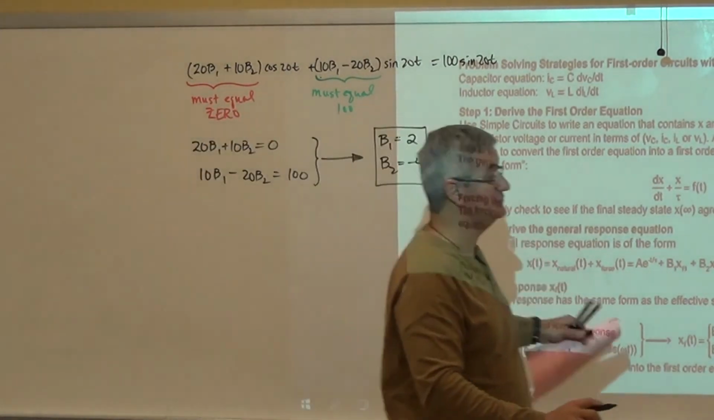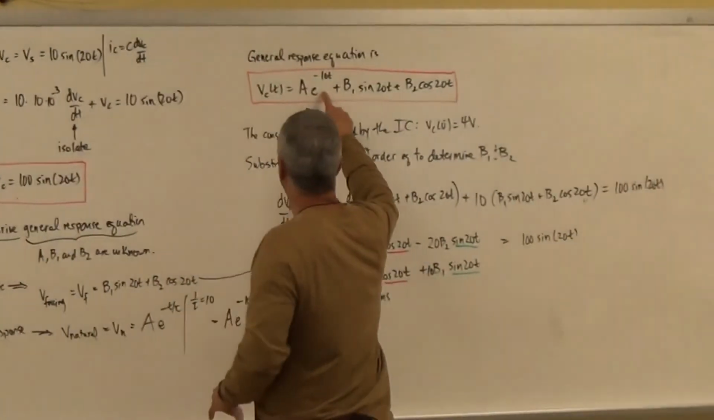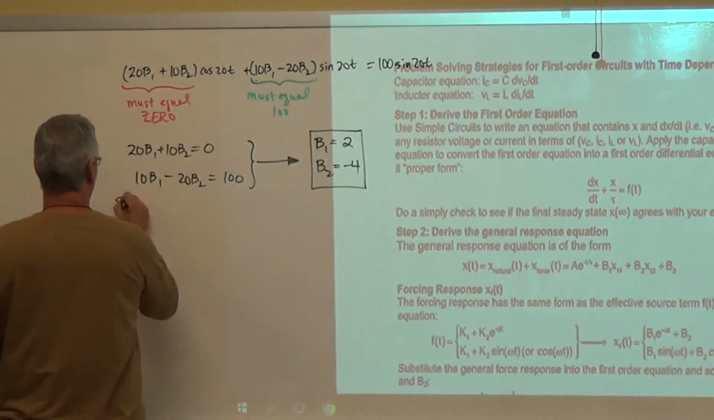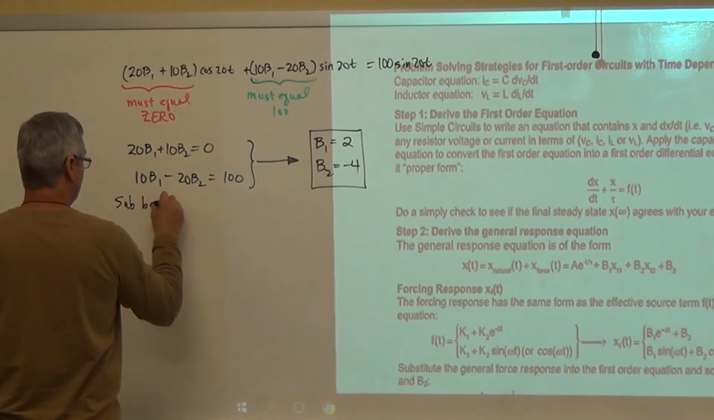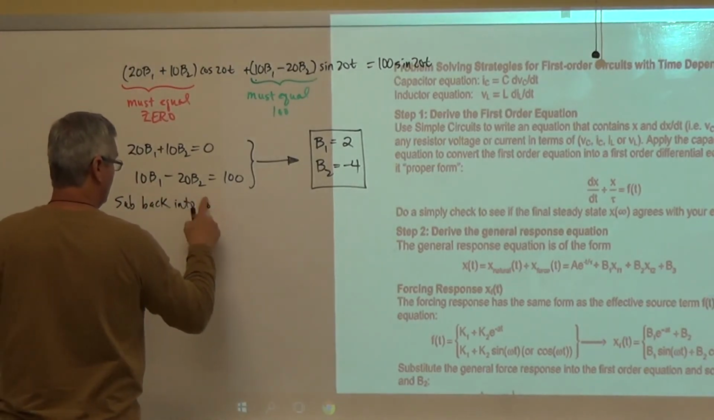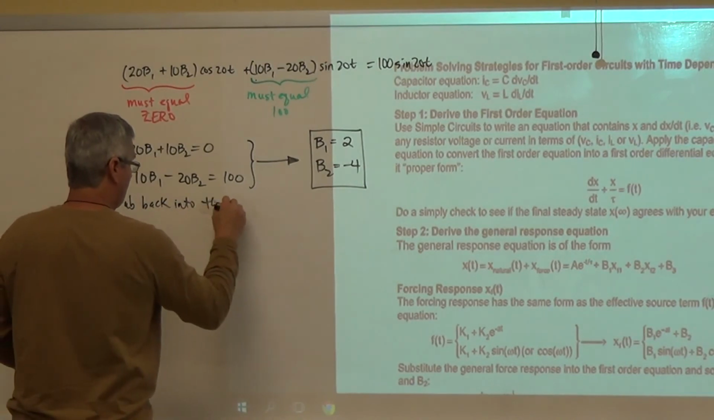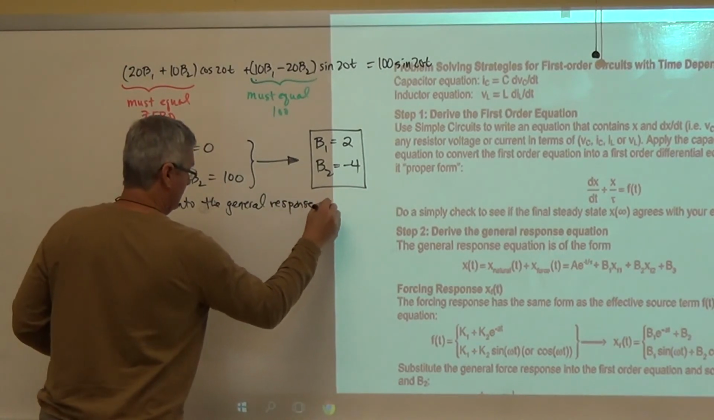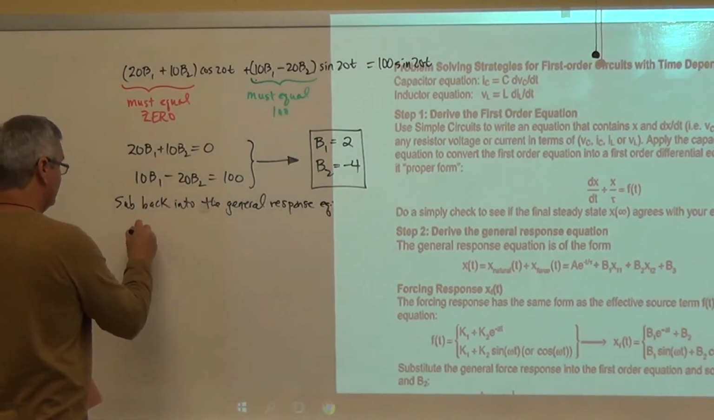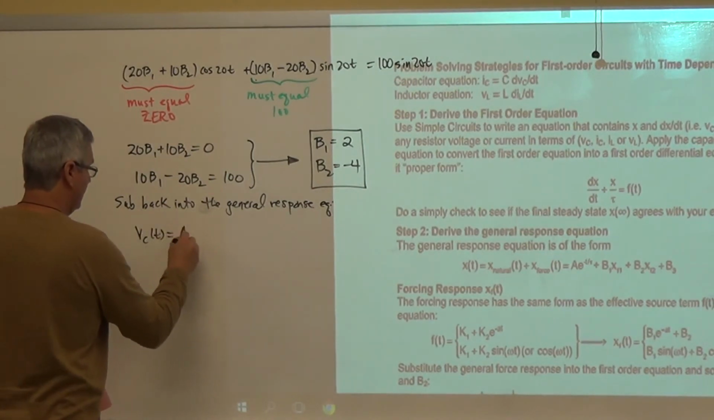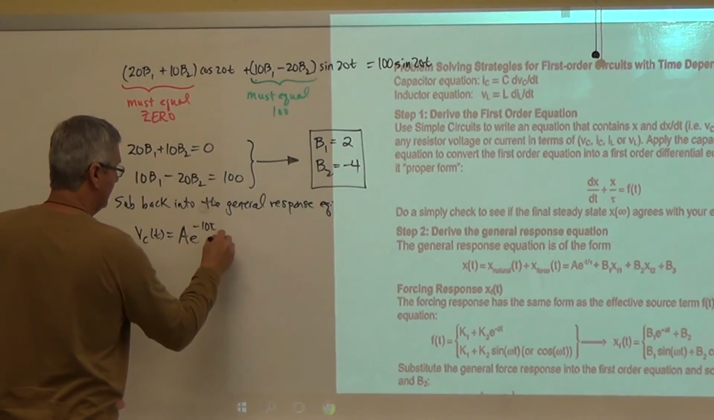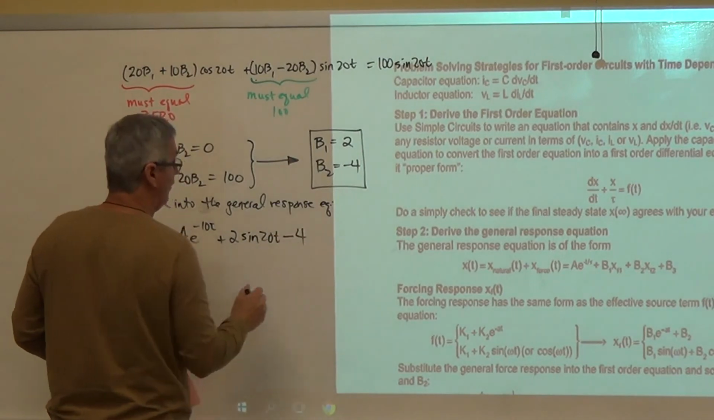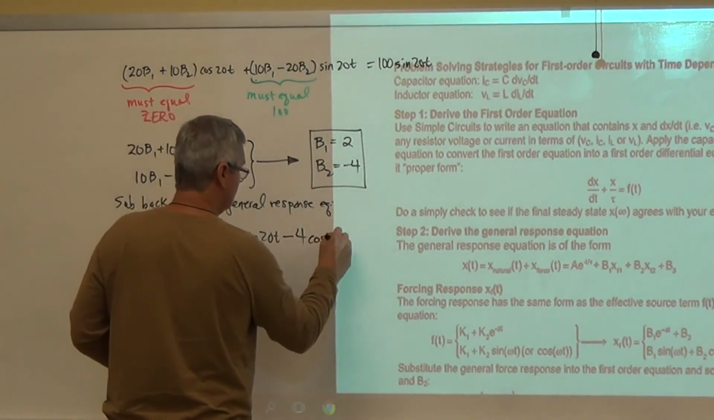So I'm going to take those constants and plug them right into this guy right here, into the complete response. So now we sub back into the general response equation. So if I do that, I now have Vc of t. I have A e to the minus 10 tau plus 2 sine of 20t minus 4 cosine of 20t.